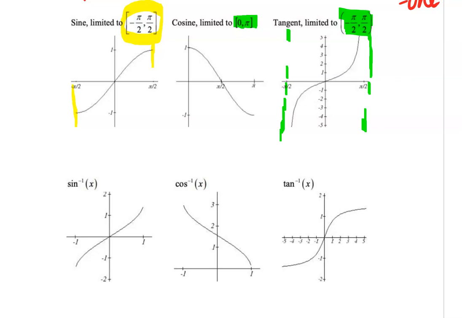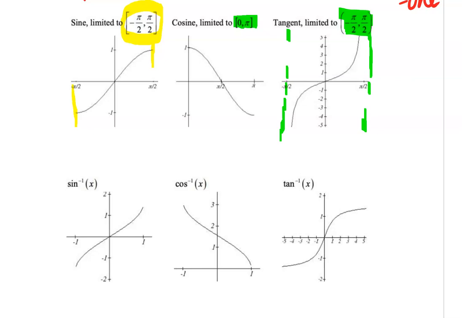The whole reason we want these inverses is that, back to our basic operations, if we have multiplication, its inverse operation is division. If we have addition, its inverse operation is subtraction. So if we have a function of sine, cosine, or tangent, we need some kind of inverse operation in order to cancel it out in order to solve for some specific values. Here's the first one we're going to look at.